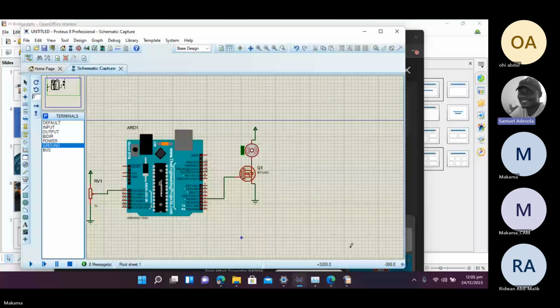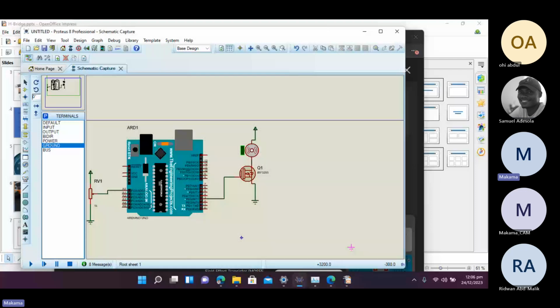Any questions? What if you use the former connection? Is it going to work with a normal transistor? Yeah, a normal transistor. It's absolutely going to work. Most of the people have. Okay, okay. Yeah, a normal transistor. Sorry, I didn't mention that.